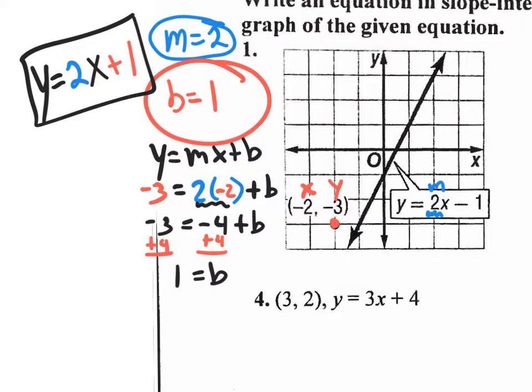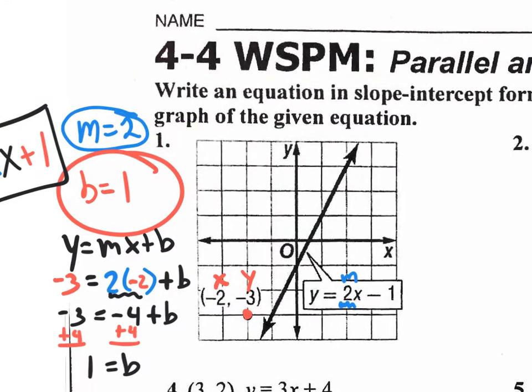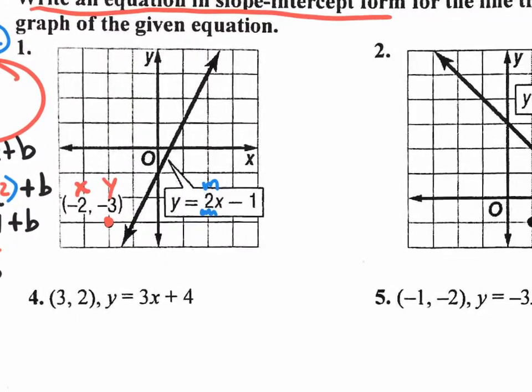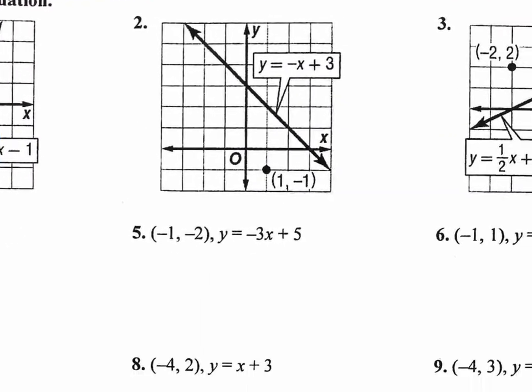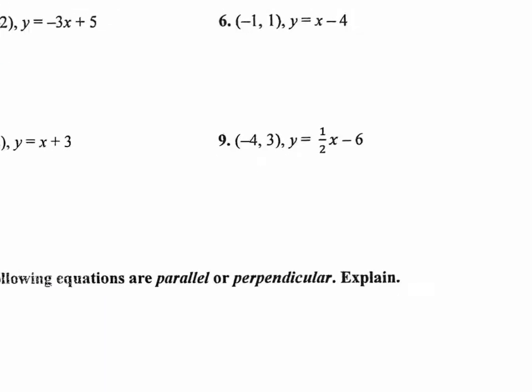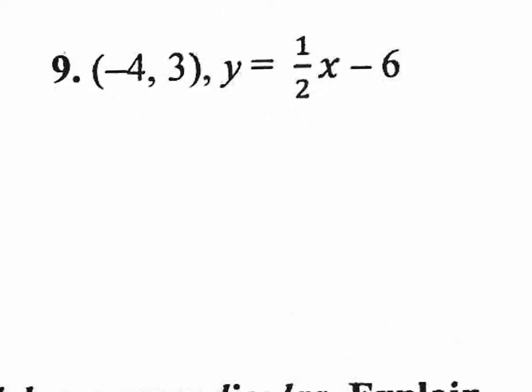So again, whenever you see the words, write an equation in slope-intercept form, you know you need an m and you need a b. Sometimes they give you the m and the b. Sometimes you need to find the m. Sometimes you need to use a slope formula. Let's go for number 9, which still has the same instructions.